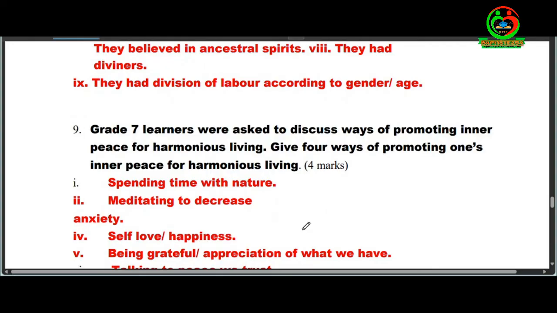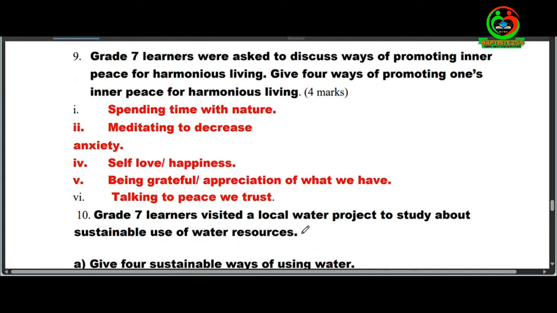The grade 7 learners were asked to discuss ways of promoting inner peace for harmonious living. Give 4 ways of protecting one's inner peace for harmonious living. 1. Spending time with nature. Meditating to decrease anxiety. Self-love. Happiness. Being grateful. Appreciating what we have. Talking to peace with trust.